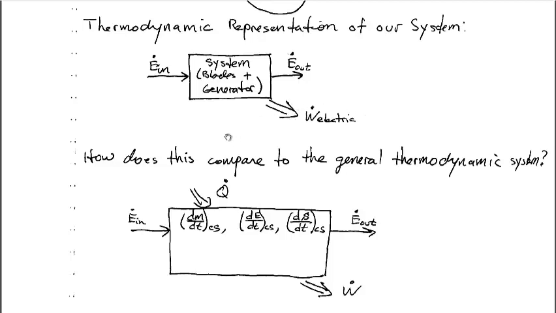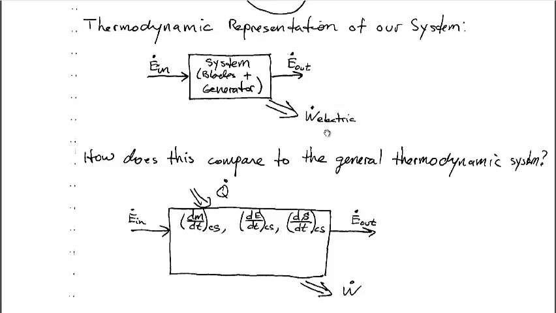Now, let's just, for the sake of a brief discussion, say that instead of defining our control system as being blades plus the generator, we instead defined our system as just being the generator. Okay. In that case, we actually wouldn't have flow terms, right? We have no mass flow into the generator and no mass flow out of the generator. Instead, we would have a work term, shaft power, into the system, which is just our generator, and we would still have electrical power coming out.